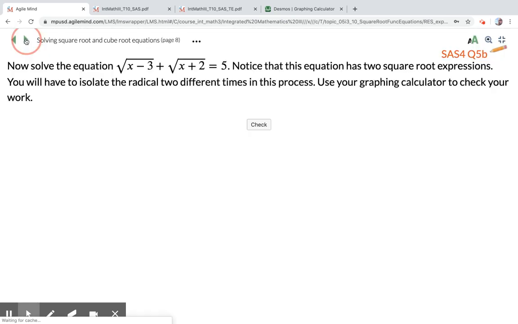Try out 5B. If I were you, I would get, again, my square root of x minus 3 alone. I would subtract this to the other side, start off with that. It's going to get messy, but remember that we still love you. Go ahead and hit pause to see if you can work your way through this, and then hit play when you're ready to double check your work.